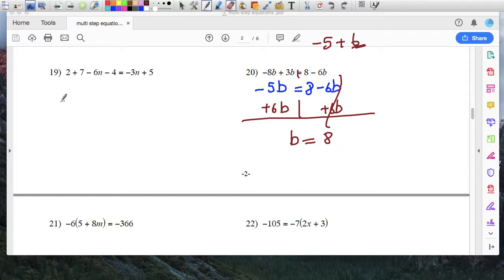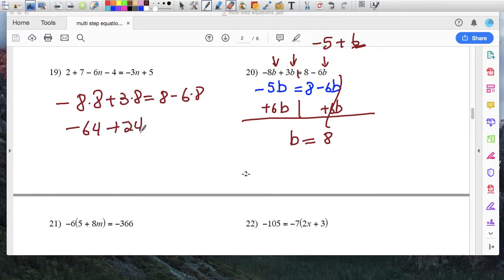Well, that was easy. Substitution: -8 times 8 plus 3 times 8 equals 8 minus 6 times 8. So every time I see a b here, I replace it with 8. Negative times a positive is negative 64. These are two positives, so positive 3 and 8 is plus 24. Equals 8. Minus 6 and 8 is going to be negative 48.